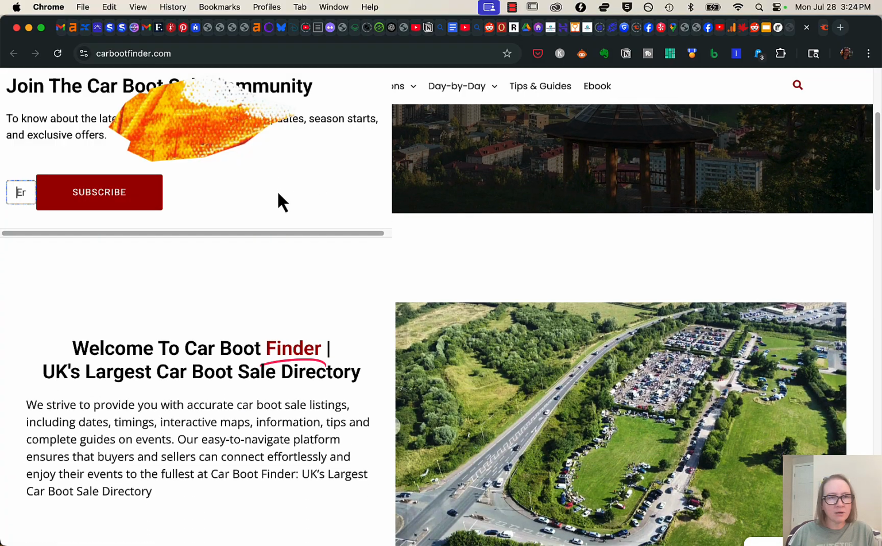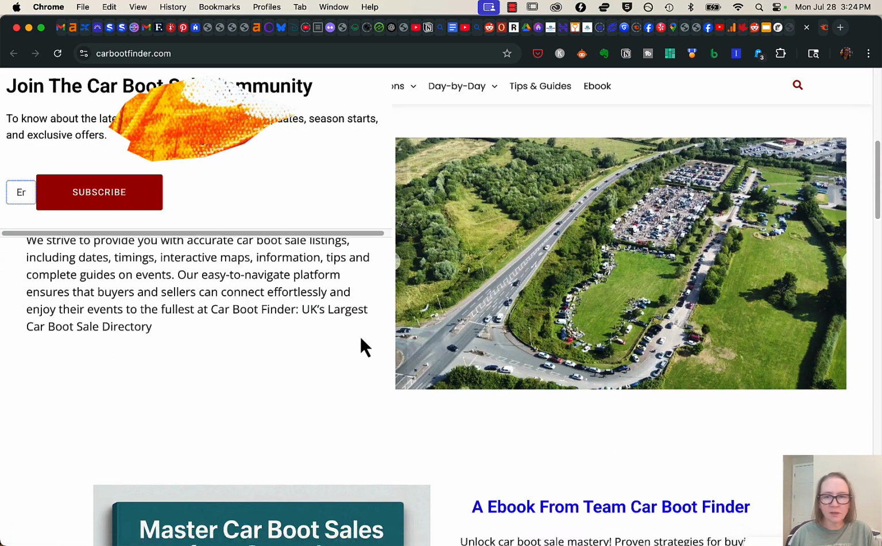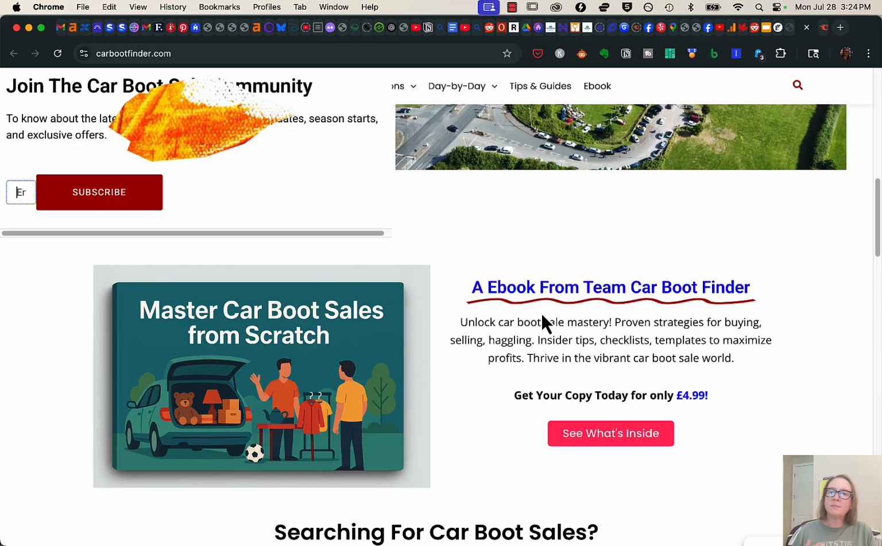Let's see, we got a pop-up here that's kind of gone crazy. Here it is, an ebook from Team Car Boot Finder. Now, I'm an American, so I'm not really savvy on car boot sales. I kind of see that it's the equivalent of flea market sales here in the States, but I could be wrong. But when I think about it like that, I think, why would somebody want an ebook on this topic, right? But it says it has strategies for buying, selling, haggling, tips, etc. to maximize profit.